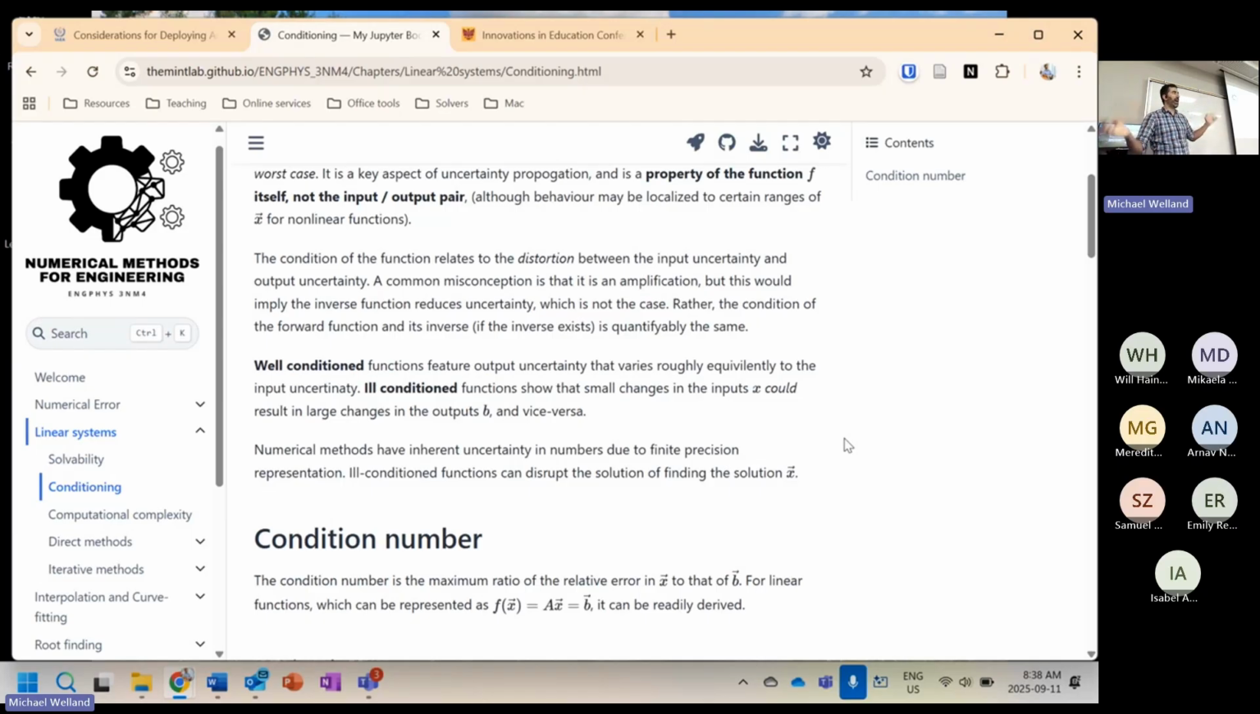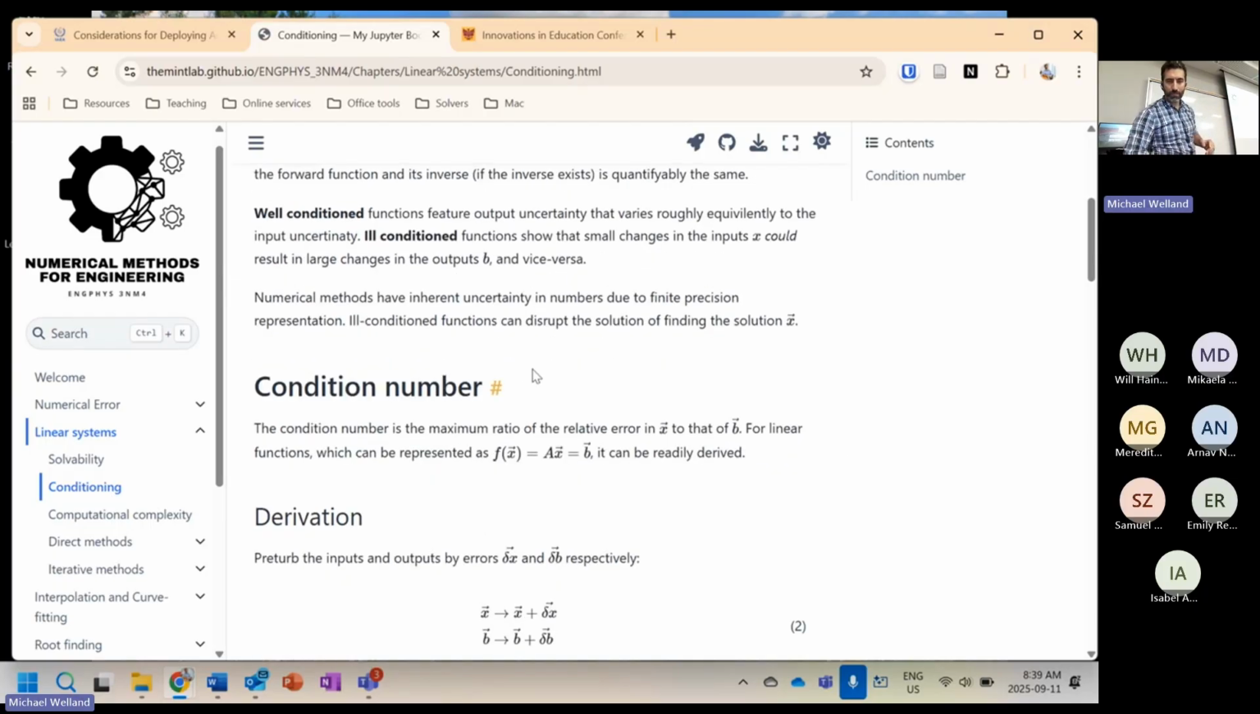Ill-conditioned functions are the problematic ones. Not surprisingly, they have ones that distort this sphere of uncertainty. I'll show you the example here.